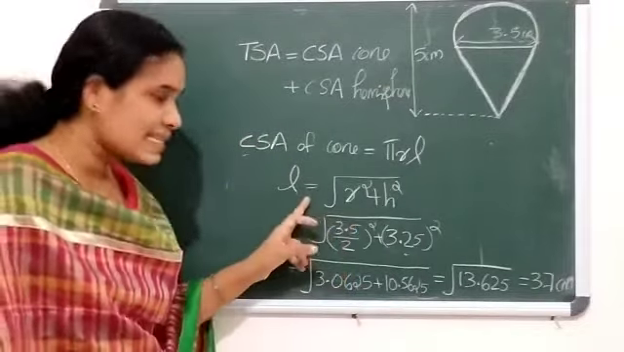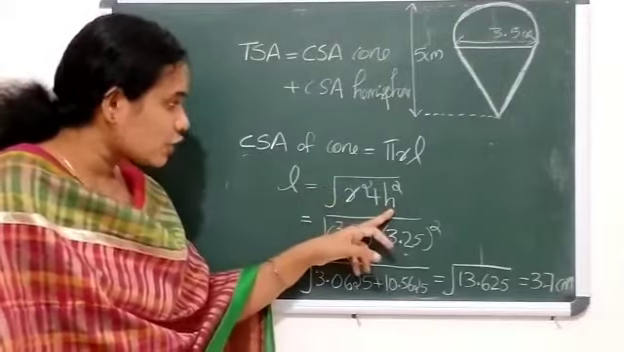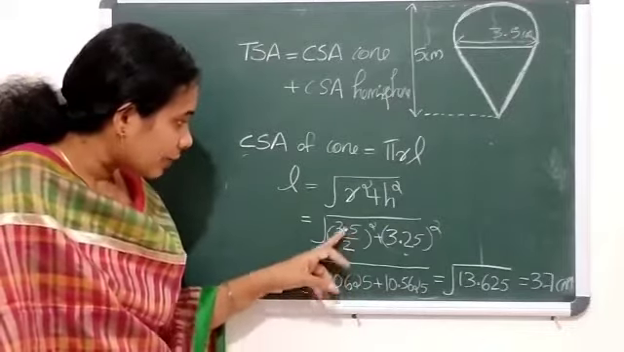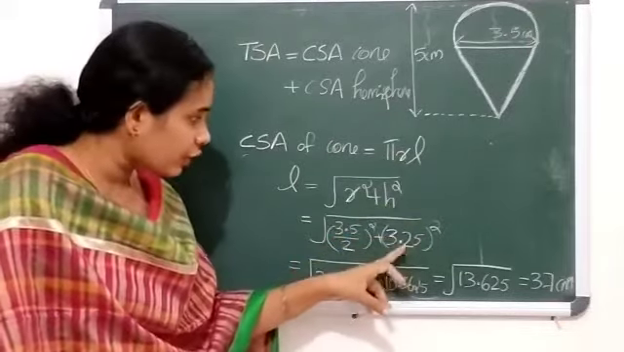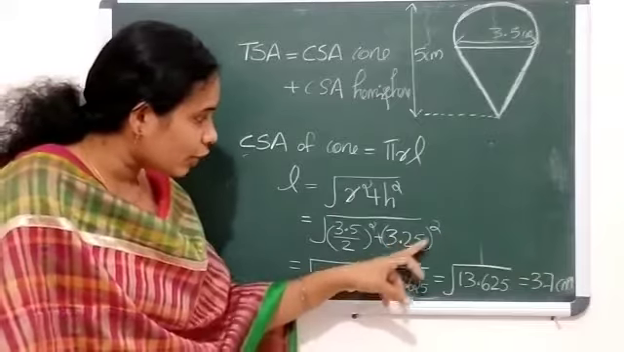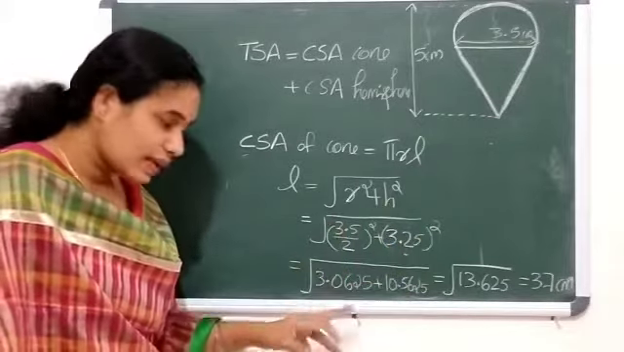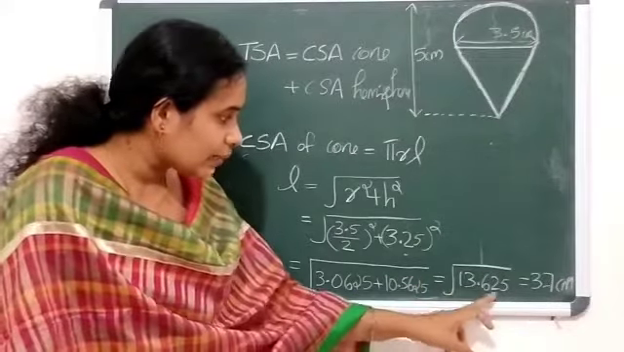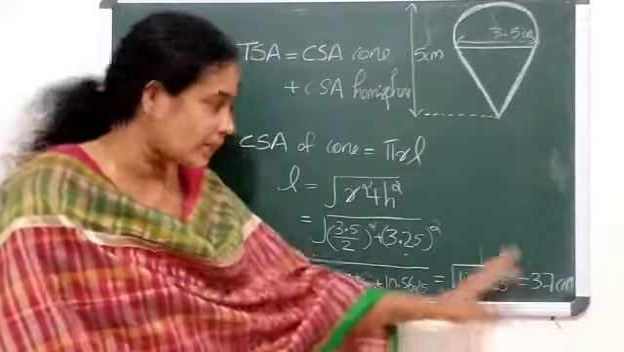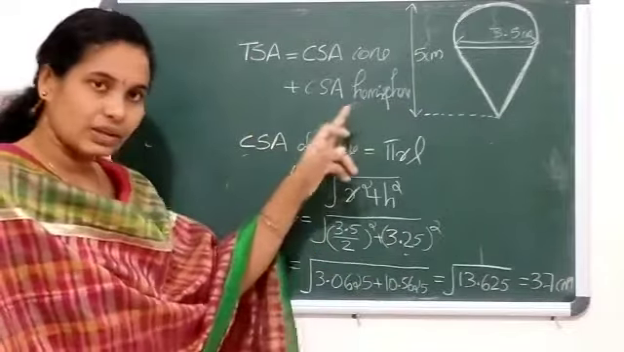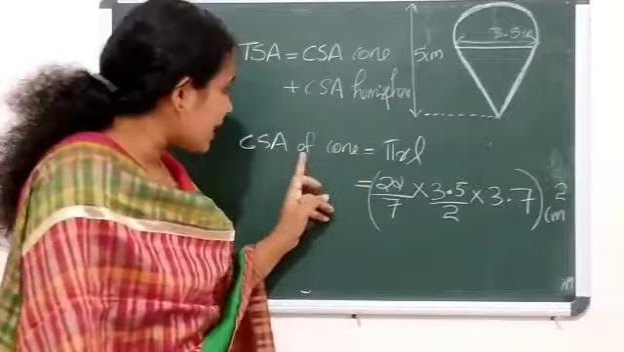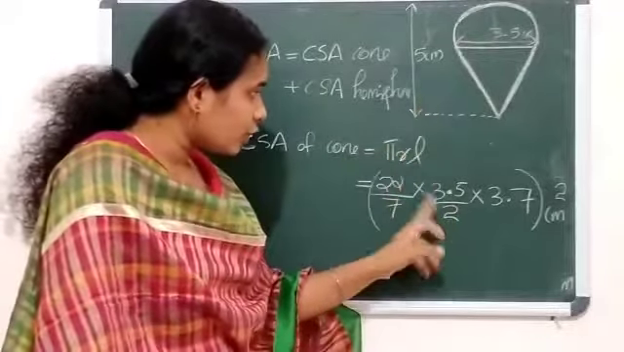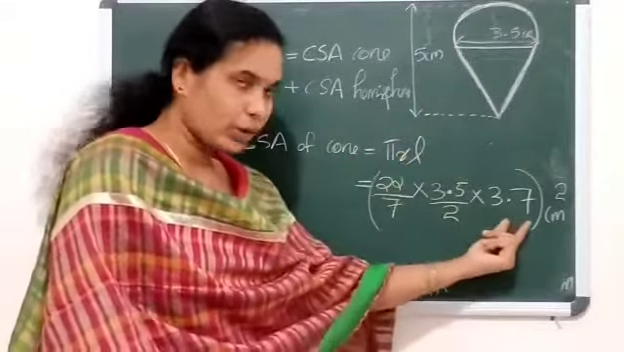Now we are going to find the slant height l. l equals root of r square plus h square. The r value is 3.5 by 2, so (3.5 by 2) whole square plus h, which we found as 3.25. So h square means 3.25 whole square. Squaring these, you will get 3.0625 plus 10.5625, so root 13.625, that is 3.7 centimeter, the slant height of the cone. So the curved surface area of the cone equals pi r, that is pi 22 by 7, r 3.5 by 2, and l we just found, 3.7.